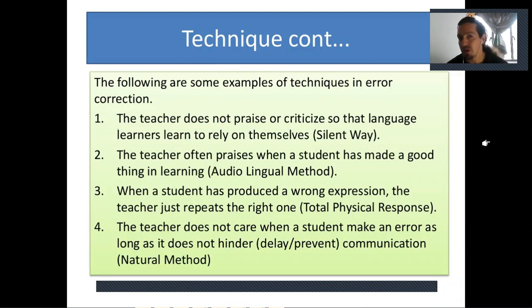Okay. The second part, for example, says that the teacher always praises when a student has made a good thing in learning. So that is going to be the audiolingual method. Remember, in the audiolingual method and in direct method, the effort is going to be rewarded, right? But the mistake, no. Okay, number 3. When a student has produced a wrong expression, the teacher just repeats the right one. That's going to be typical of total physical response, right?